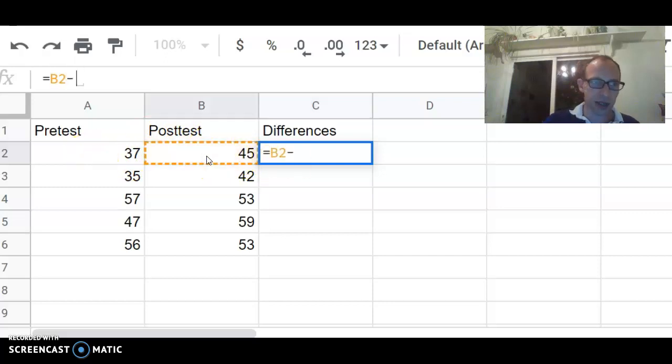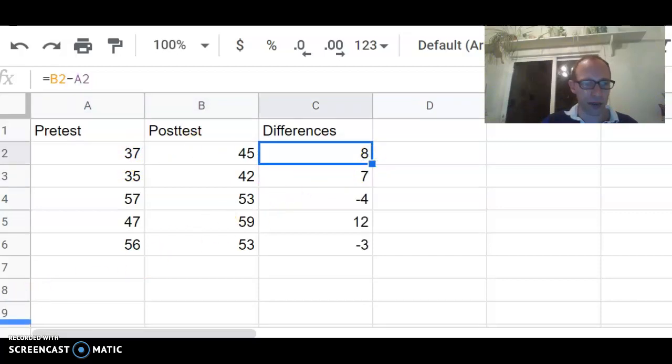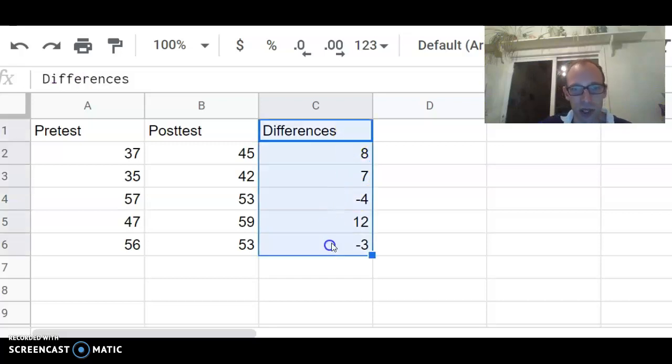I'm going to take this one minus this one, and I'm going to copy that down. So for example, you see the 45 minus 37 gives us 8, and here we have 53 minus 57, so we get a negative value. The difference is really what we're analyzing then for the rest of the time.